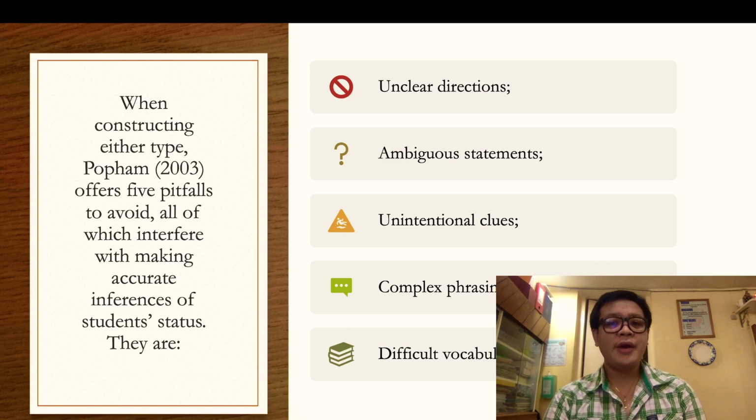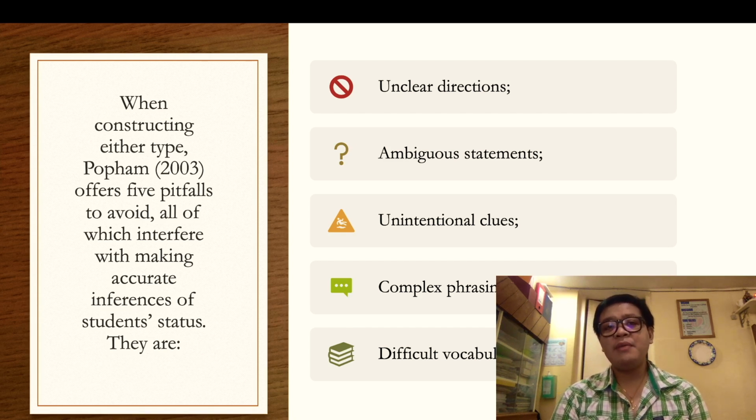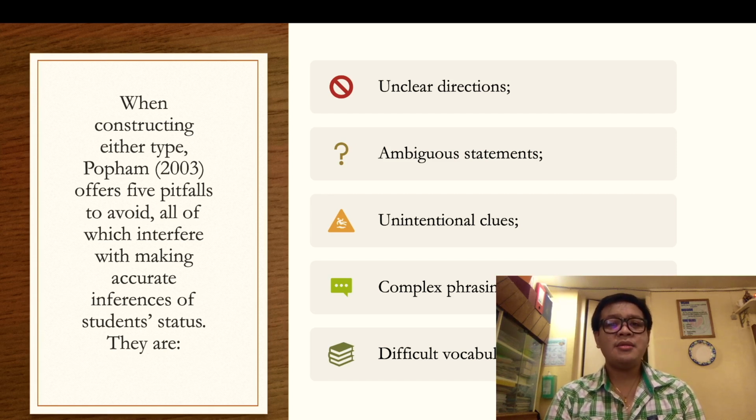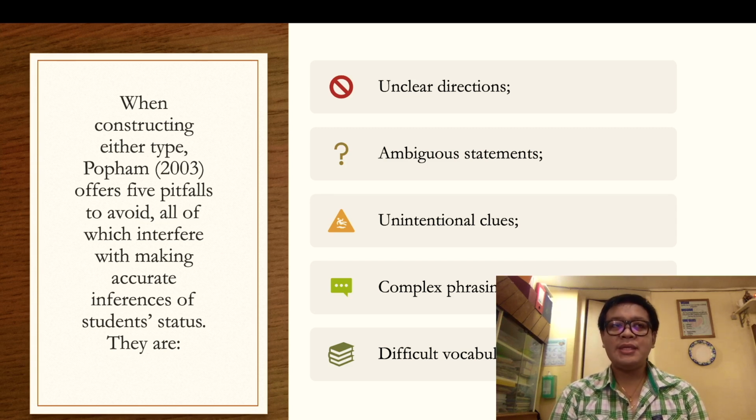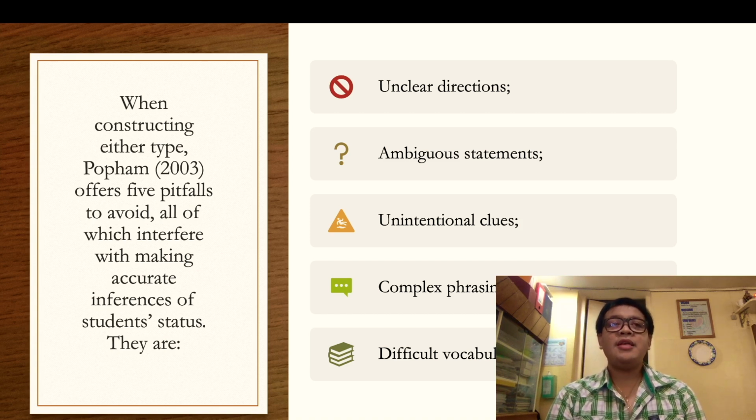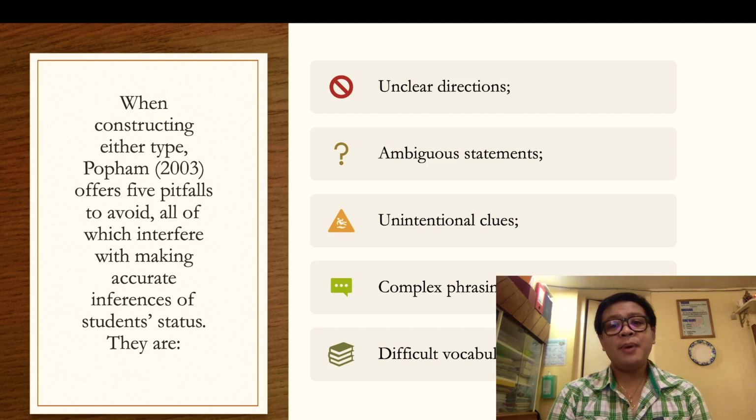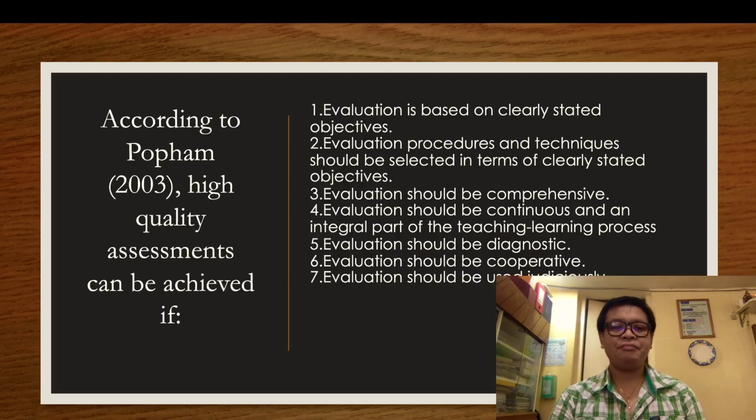Number one, unclear directions. Directions are very important since these directions could guide students as to how they could attack the test that is given. Number two, ambiguity of statements or ambiguous statements. So it's vague or it's not really that clear. And this would lead to lots of questions coming from students if teachers couldn't even explain it. Number three, unintentional clues. Number four, very sophisticated or complex phrasing. And number five, difficult vocabulary.